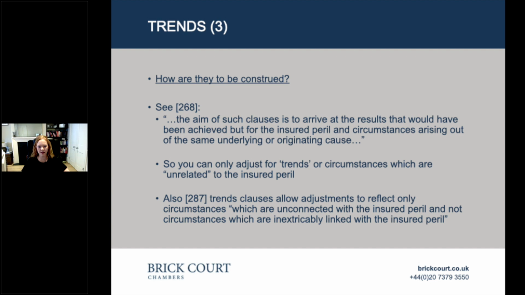So how did the Supreme Court say they are to be construed? Basically, they have been significantly narrowed, as you can only trends adjust for any trend or circumstance which is unconnected with the insured peril. You cannot adjust for circumstances arising from the same underlying or originating cause, as I said in paragraph 268. So let's assume our steak restaurant did most of its business from tourists travelling to the UK from overseas. The lack of international customers in 2020 isn't a trend that insurers can point to in order to reduce the indemnity payable, because the lack of international travel in 2020 is not unconnected with the COVID-19 pandemic. So next slide.